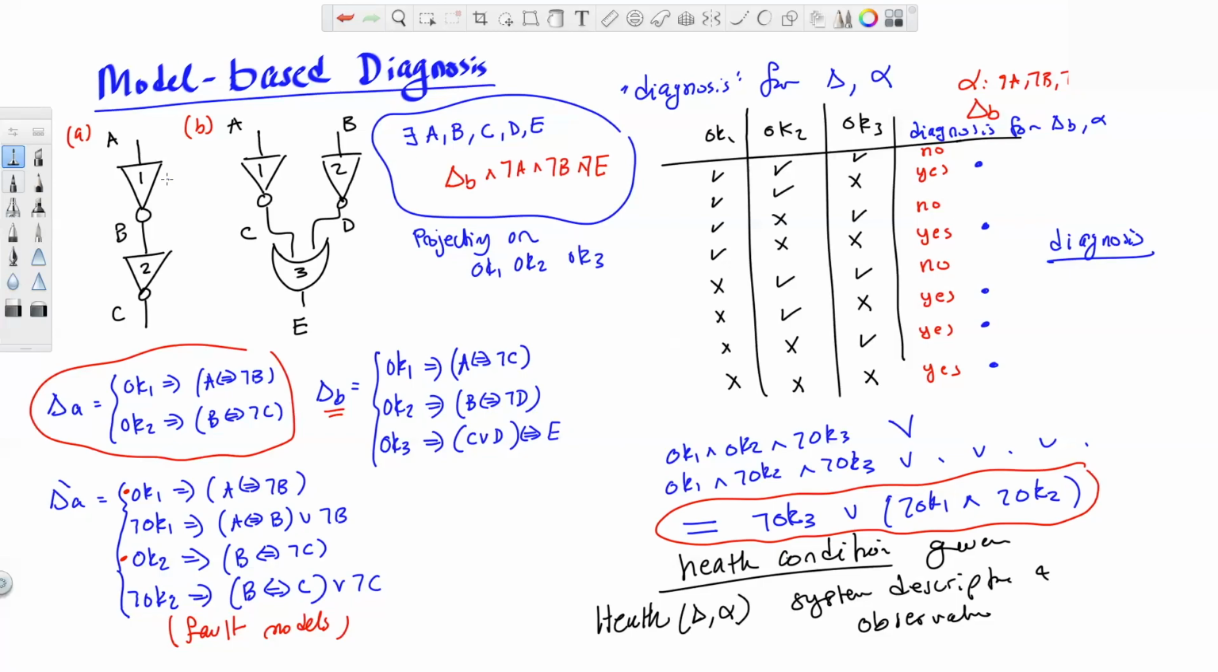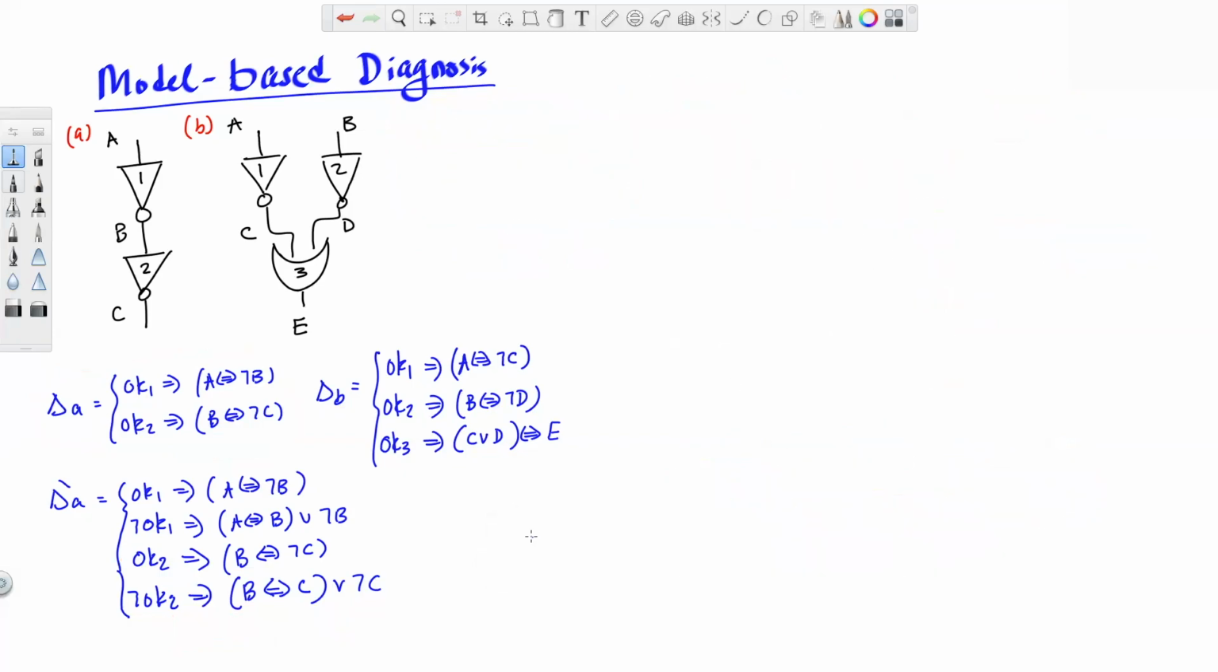So in this example that we're going to see next, and let me see, I can clear these things, I believe. And we're going to look at this. In this one, the system description is delta A. And the system observation we are going to use in this particular case is simply going to be A and not C. So this is high and this is low. We already concluded that this is basically an abnormal observation.